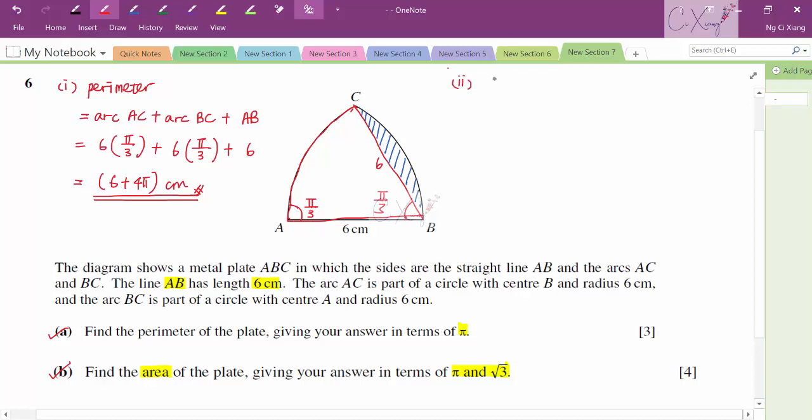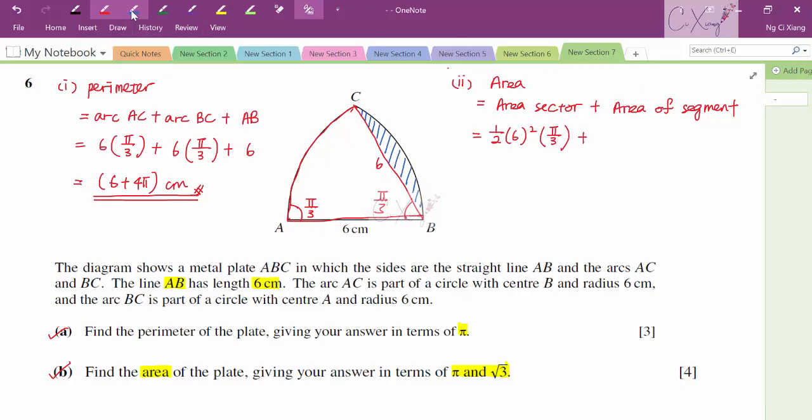Okay, so I will write it out. For the area, generally I want to use the area of sector plus the area of segment. Okay, so for the area of sector, the formula is half r squared theta. So half r squared should be 6 squared, and the theta, just now we already know that it is pi over 3.